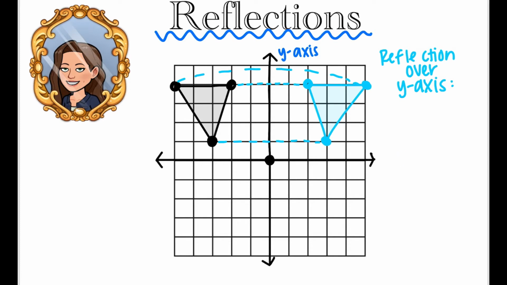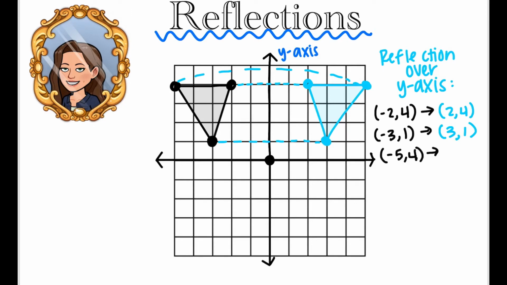So let's look at our points and see exactly what happened. We started with the point (-2, 4). That was this point here. That point became the point (2, 4). Then we had the point (-3, 1), and that became the point (3, 1). And the point (-5, 4) became the point (5, 4).